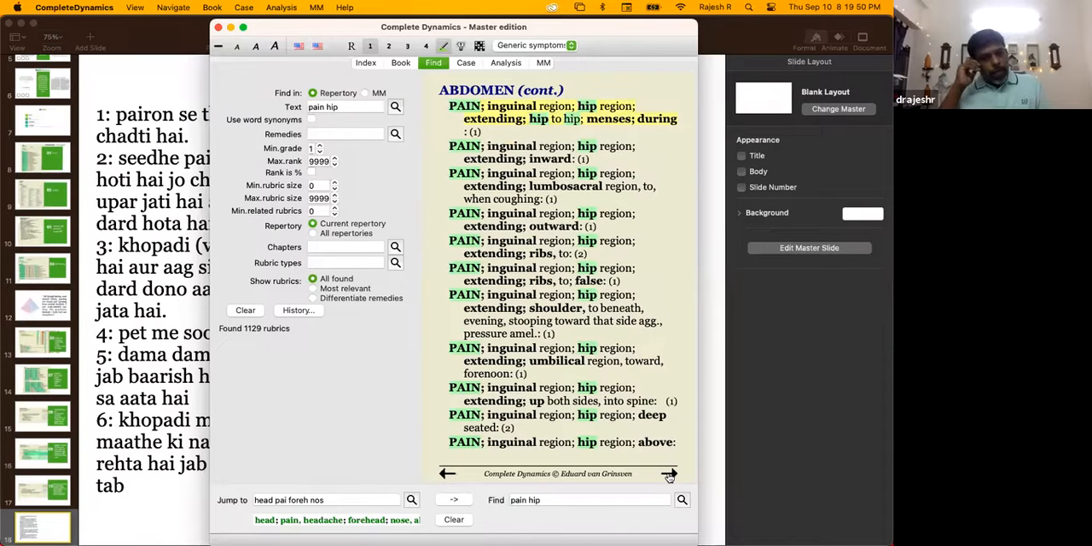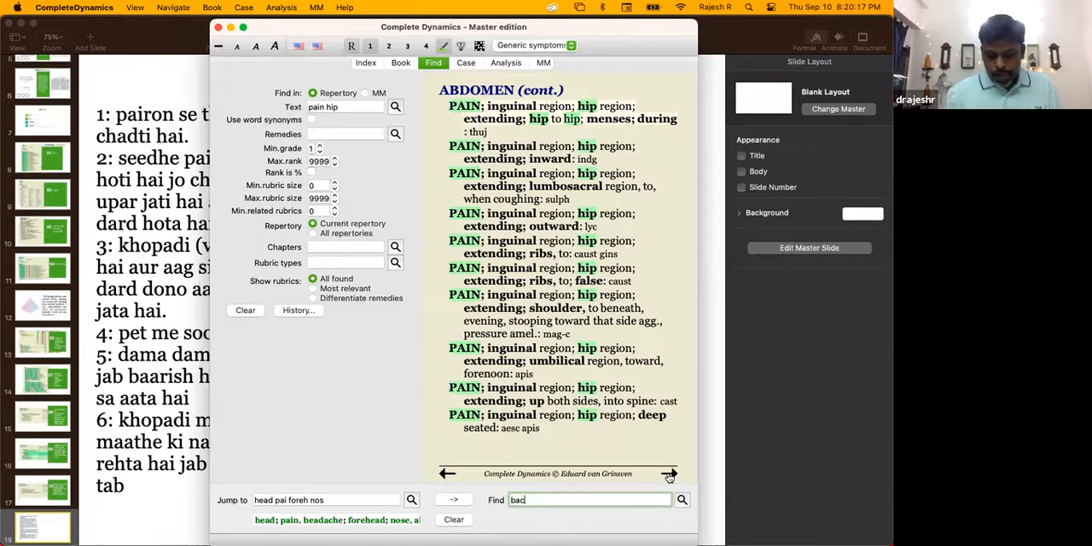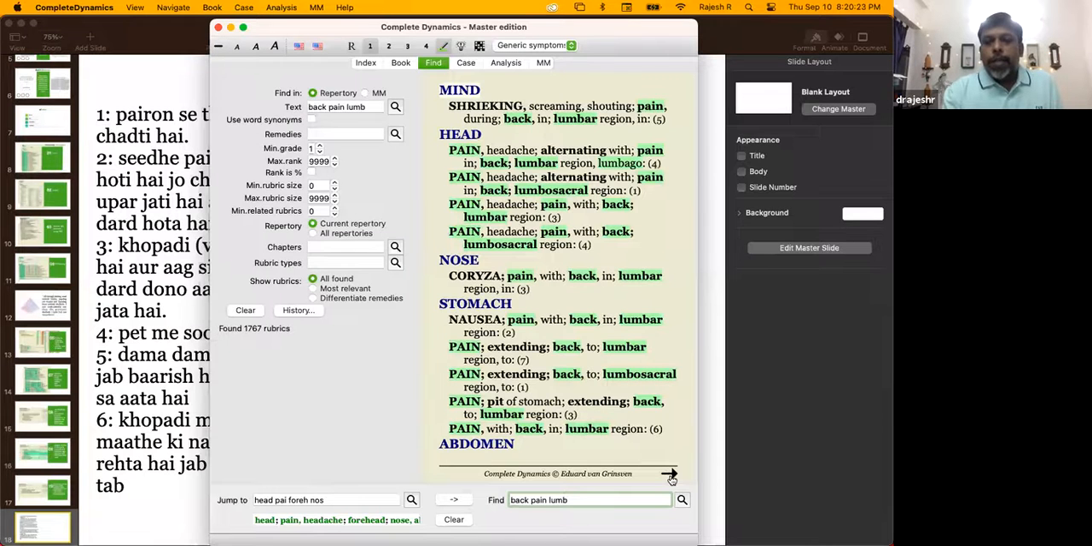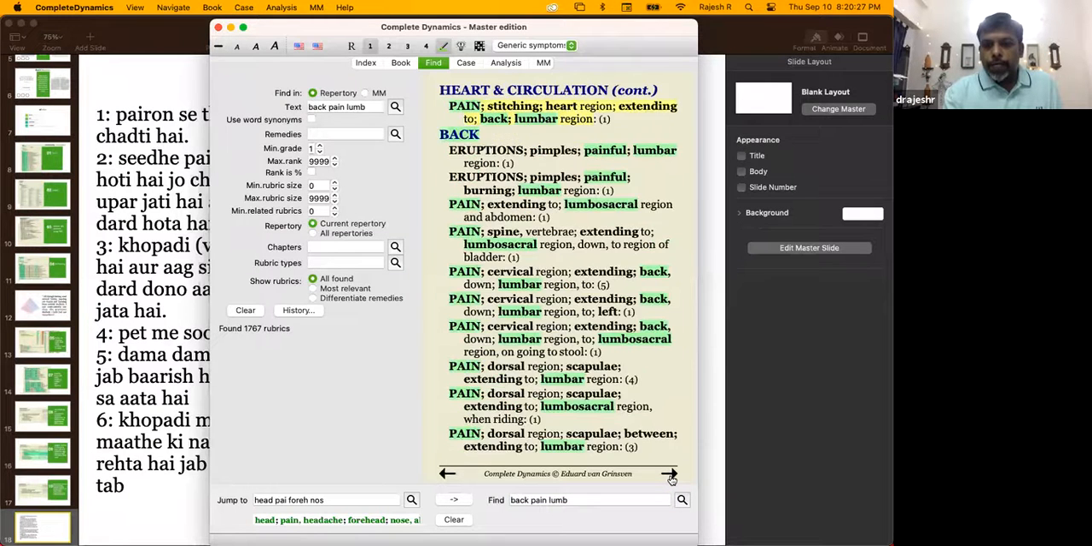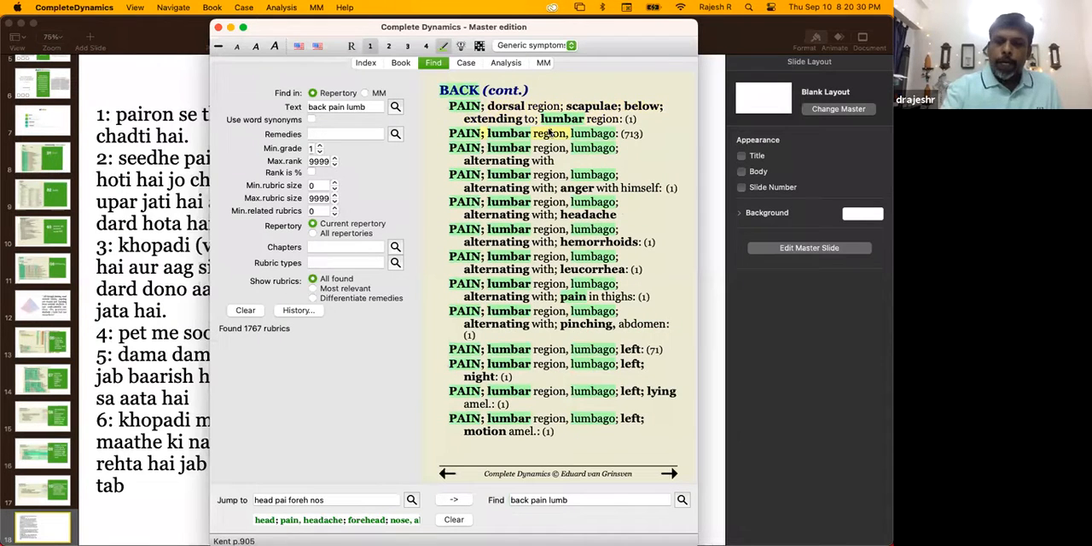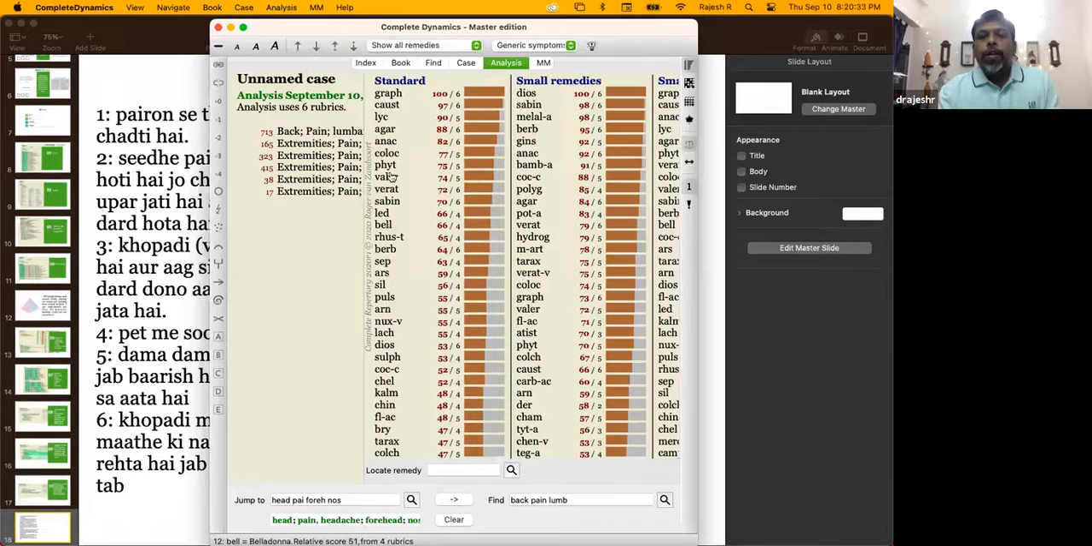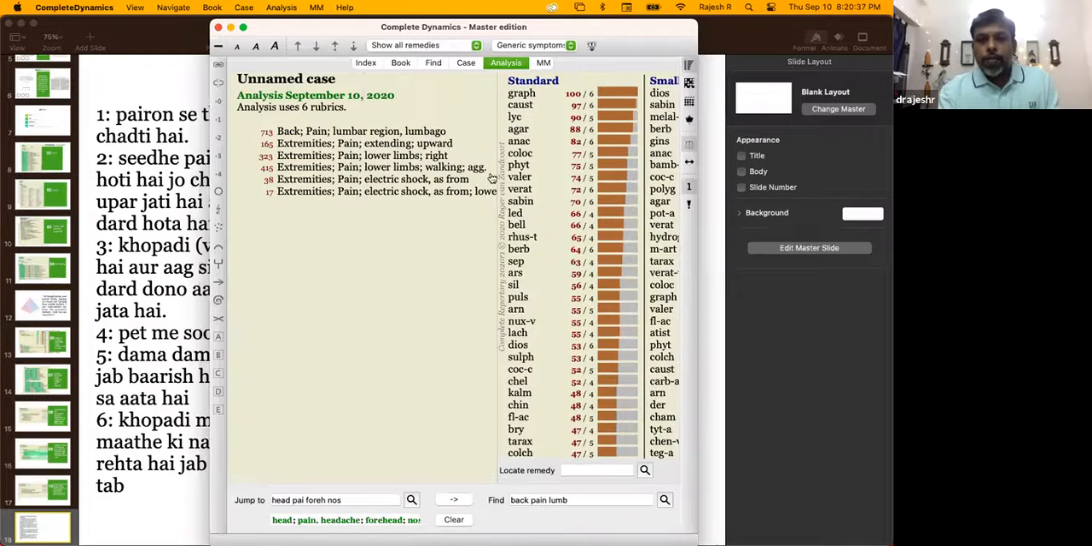But remember, whenever they say hip, there is a lot of discrimination. Hip, usually on the anterior aspect of the body, the iliac crest is present, that is considered hip, and the sides of it are considered as hip. For the rest of the references, it is considered as the back lumbar region. So you can take back and lumbar region. Then you see now, you have a set of rubrics, and you have a set of remedies.